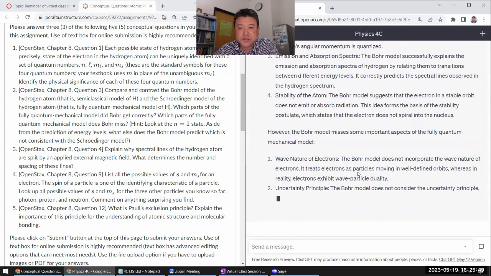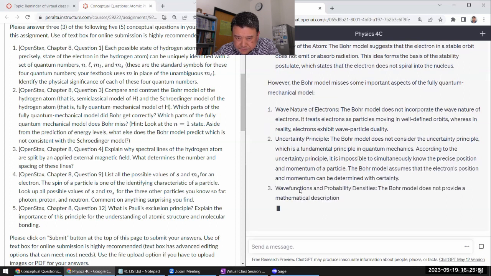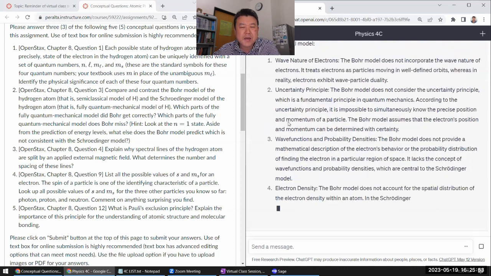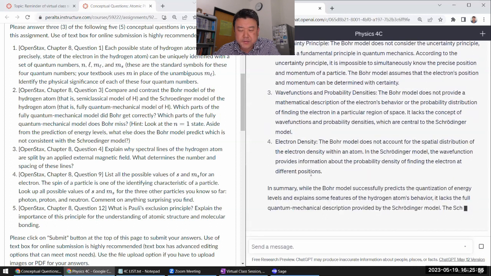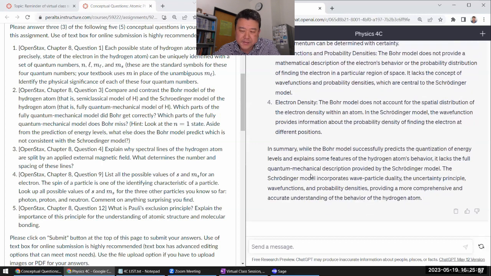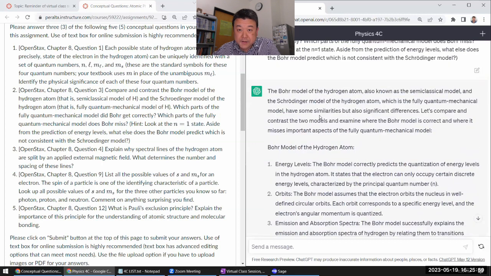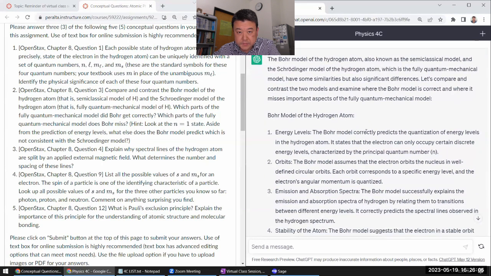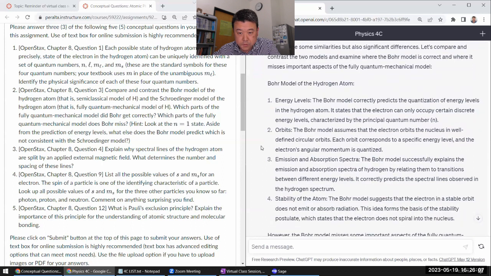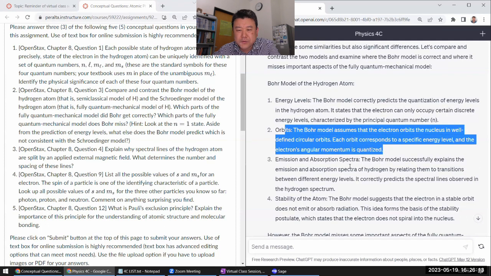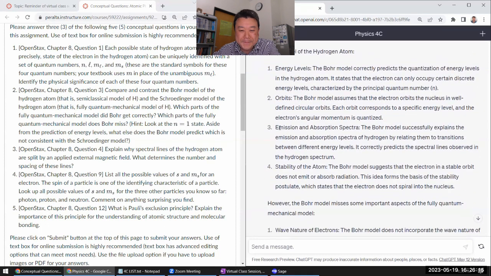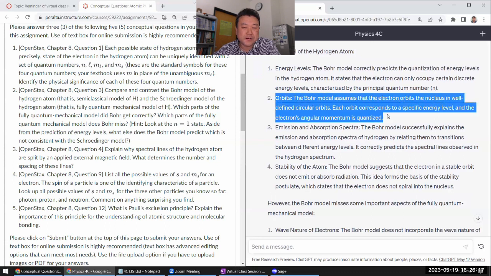Sorry, it's a little jerky. Yeah, I think they changed how the screen advances with the text, and I don't think I like it. Right, the Bohr model, compare energy levels. Yeah, correctly predict orbits. It should have been correct. It doesn't say whether that's correct or not. I mean, it is incorrect.